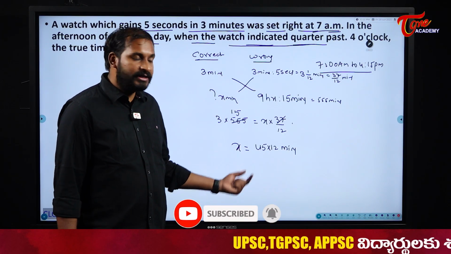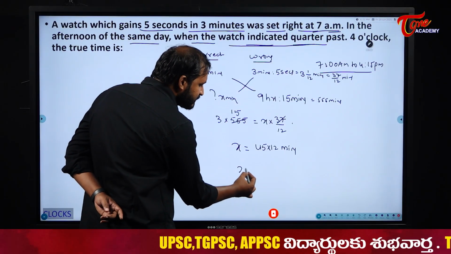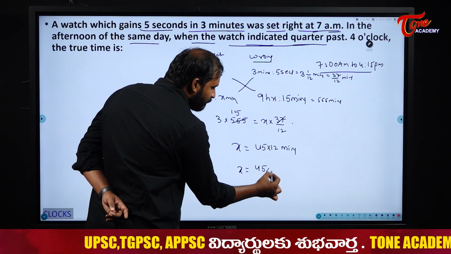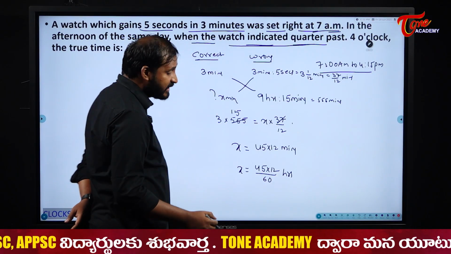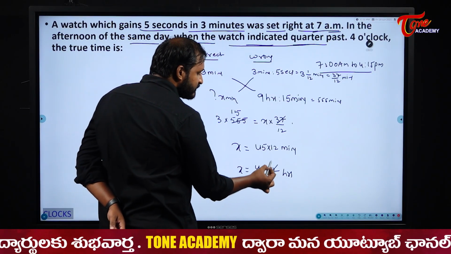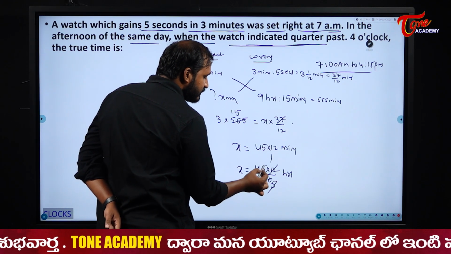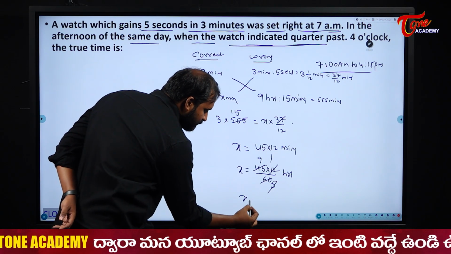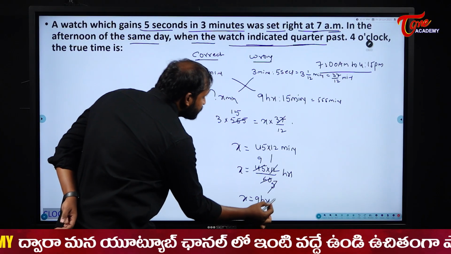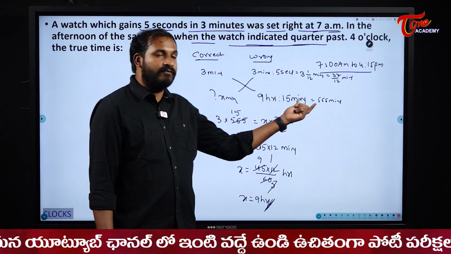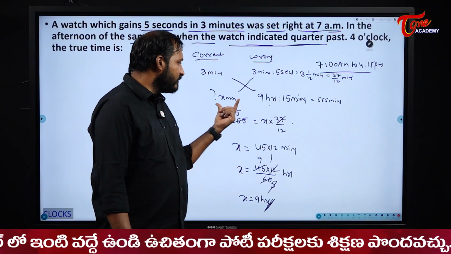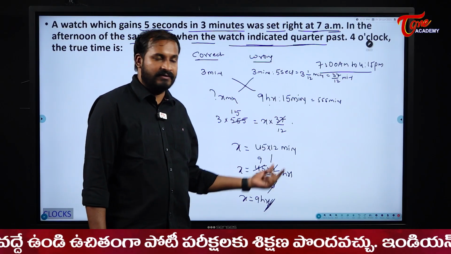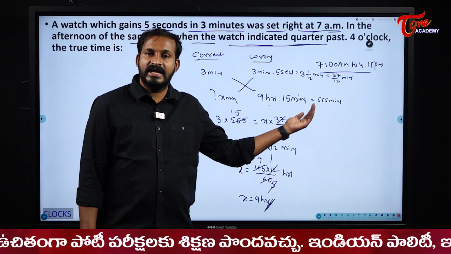Now to convert it into hours, I can write this as 45 into 12 by 60 hours. Now cancel it, students. 12 ones are 12, 5 ones are 5, 9s are. So x is equal to 9 hours. So my wrong clock is indicating 4:15, so 15 minutes less, right? In my right clock it will indicate just 9 hours. So that means 15 minutes less than the wrong clock.